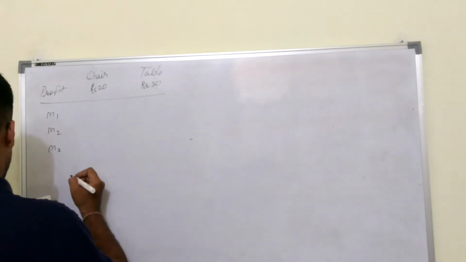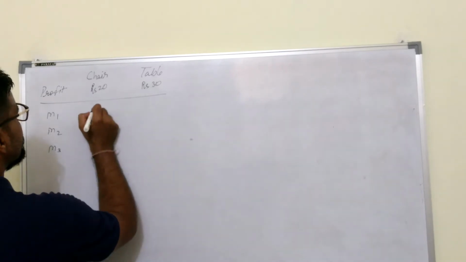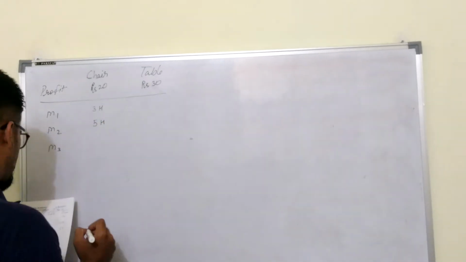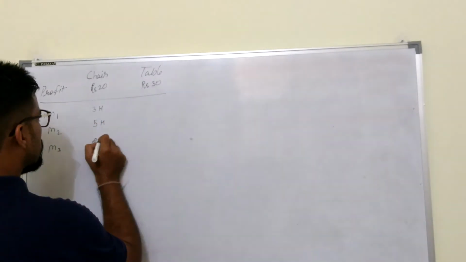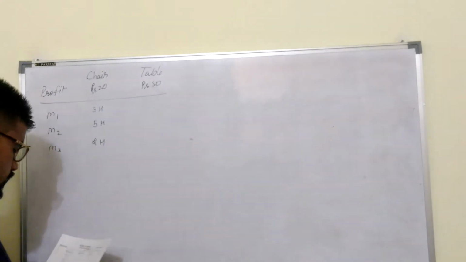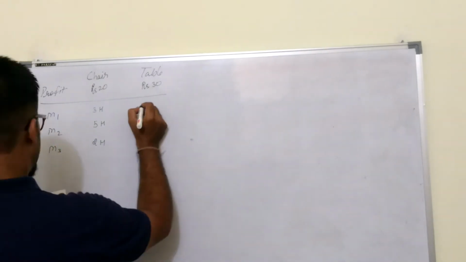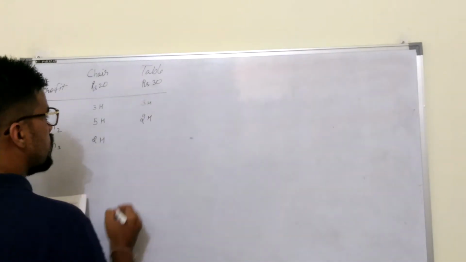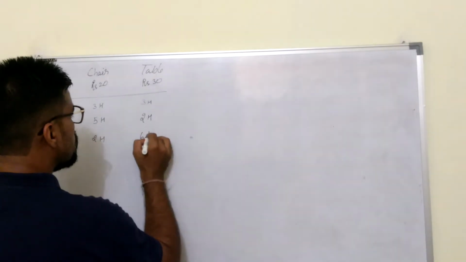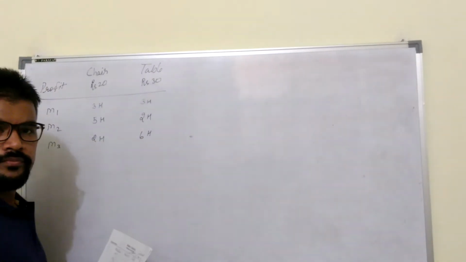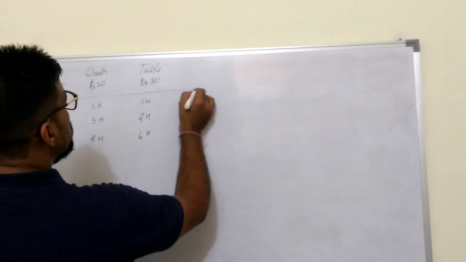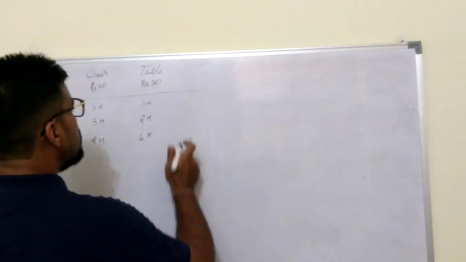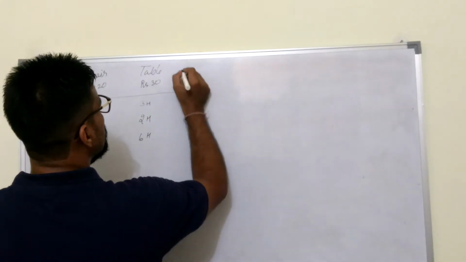So 1 unit of chair requires 3 hours of processing on M1, 5 hours of processing on M2 and 2 hours of processing on M3. Second, the table requires 3 hours of processing on M1, 2 hours of processing on M2 and 6 hours of processing on M3. And as we talked about, machine M1 cannot work 24/7, it needs some rest. So there are limitations of the availability.